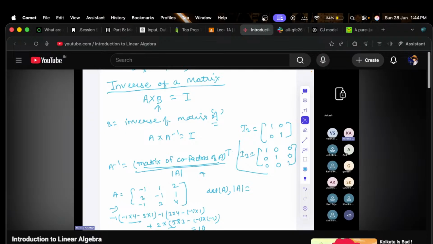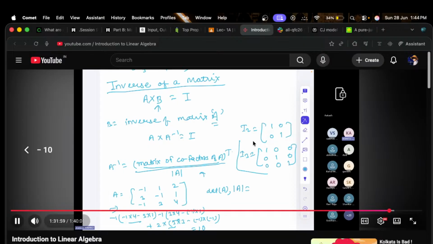Got it, everyone? And so first of all, you need to find out the determinant and then continue with the matrix of cofactors, okay?